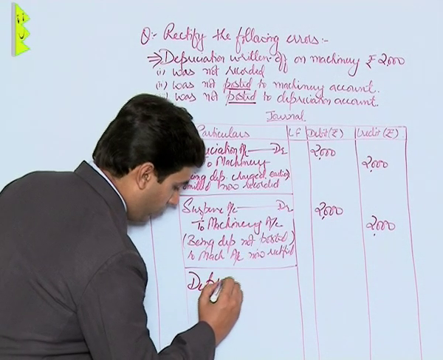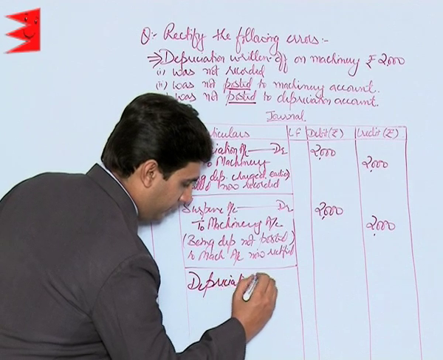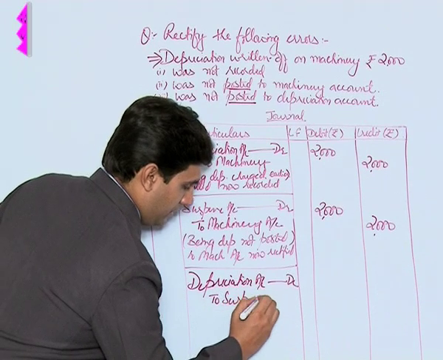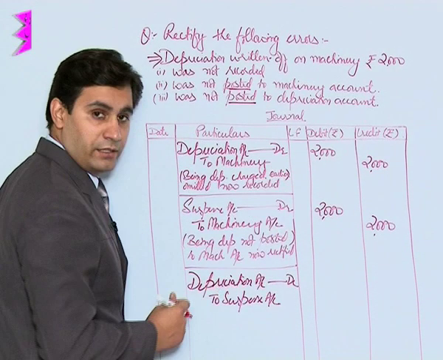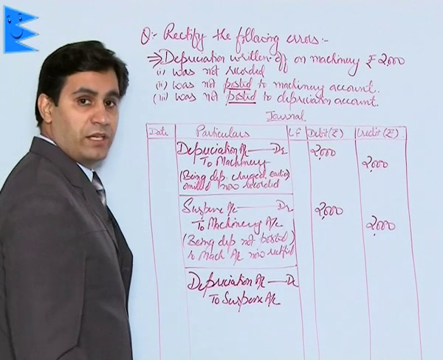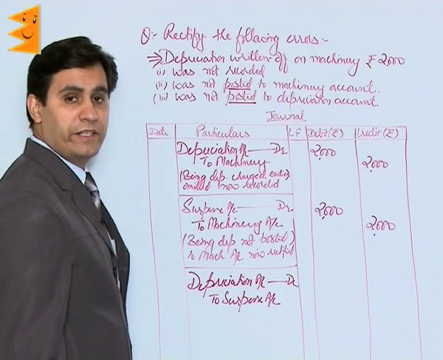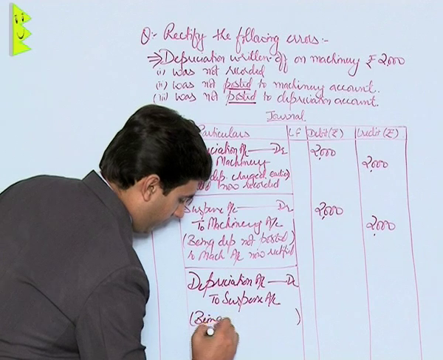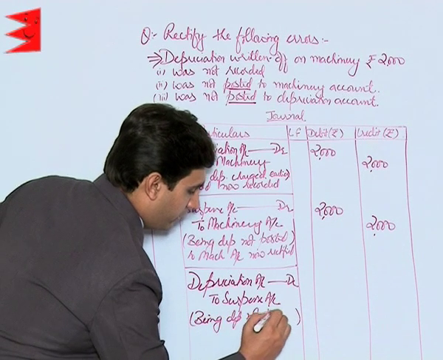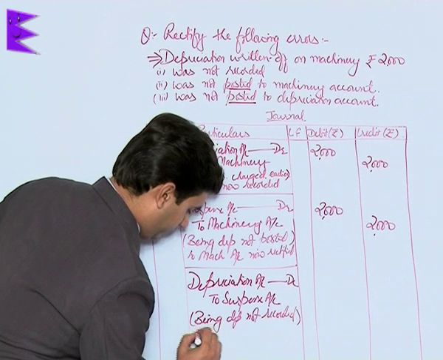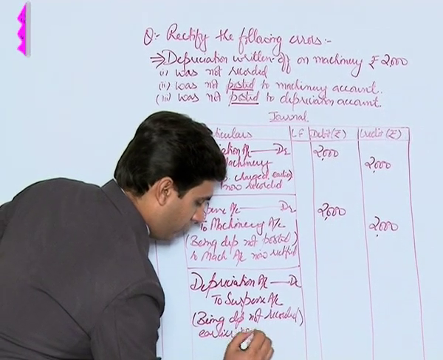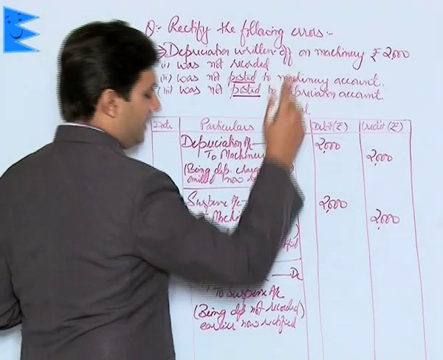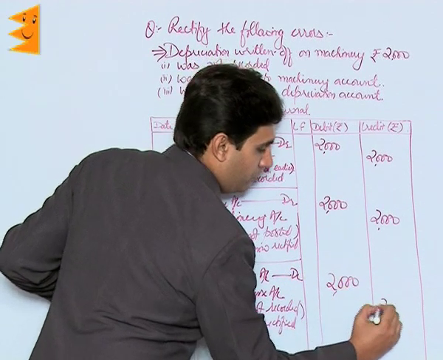Debit depreciation now. That is depreciation account debited to suspense account. Since it was a single-sided error, there was only one account, that was depreciation account, that was affected, so it will be corrected or rectified through suspense account. Narration would be being depreciation not recorded earlier, now rectified, and in this case the amount would be same, rupees 2000.